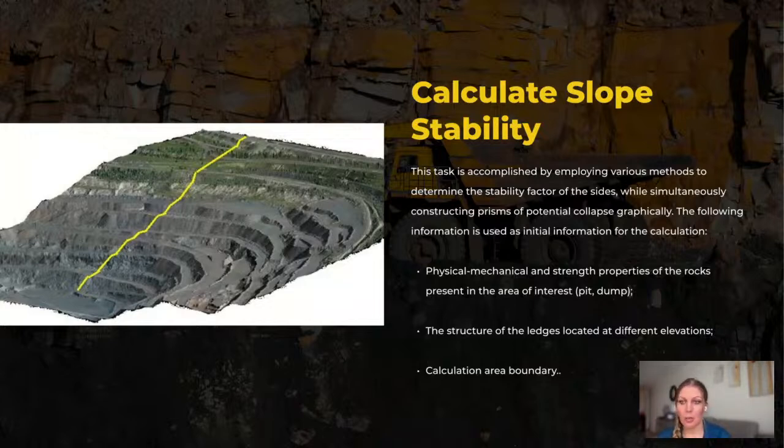To get started, we require some initial information such as physical, mechanical, and strength properties of the rocks in the area of interest, the structure of the ledges located at different elevations, and the calculation area boundary. This information serves as a foundation for our assessment, allowing us to evaluate the stability of the slopes accurately. With this critical information in hand, we can determine the risk of potential rock collapses and take necessary measures to ensure the safety of our operations.